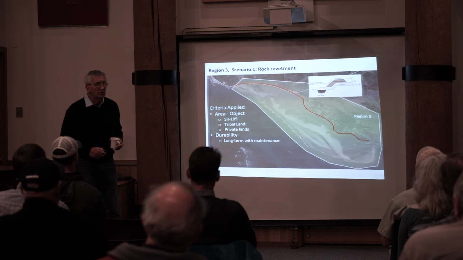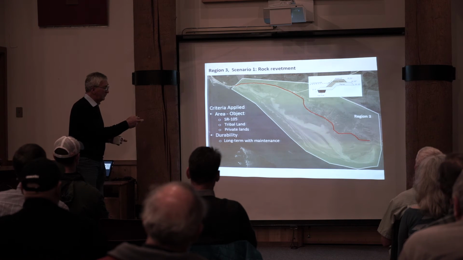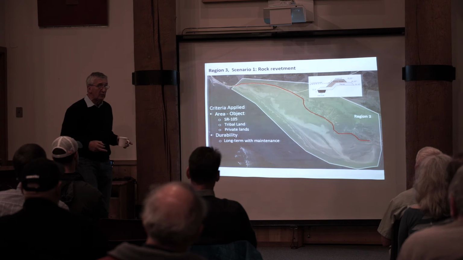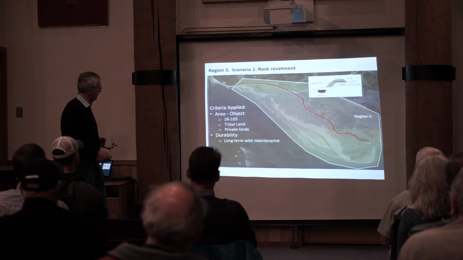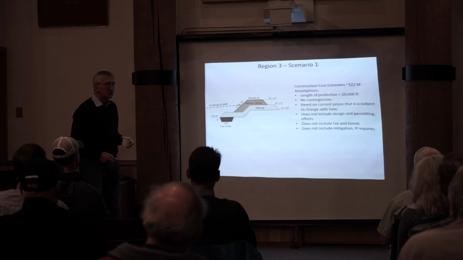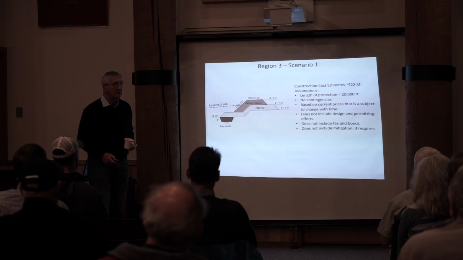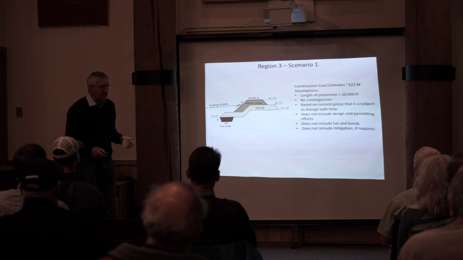And if you put in a rock revetment, again, we didn't do any engineering for this part, which is typical from other projects and from previous studies. And look at the cost. The construction cost is $22 million. Can it be done? Can it be different on other alternatives? Yes, it can.